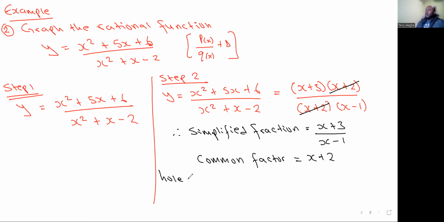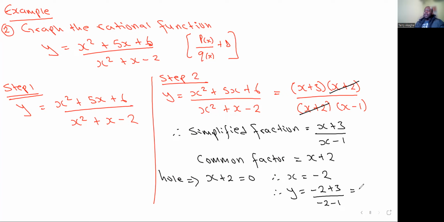So to get a hole now, what you do, x plus 2 must be equal to 0. So therefore, x will be equal to minus 2, all right? But a hole has both the x coordinate and the y coordinate. So you have to then substitute this x into the simplified fraction to get a value for y. So therefore, the y is going to be minus 2 plus 3 divided by minus 2 minus 1, and that will give you minus 1 over 3.